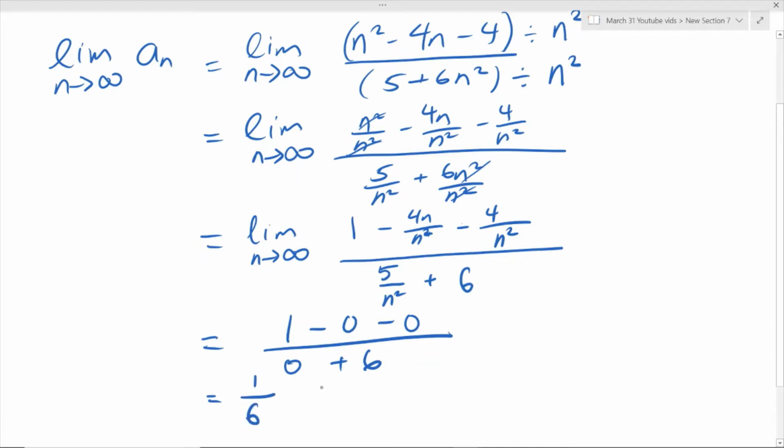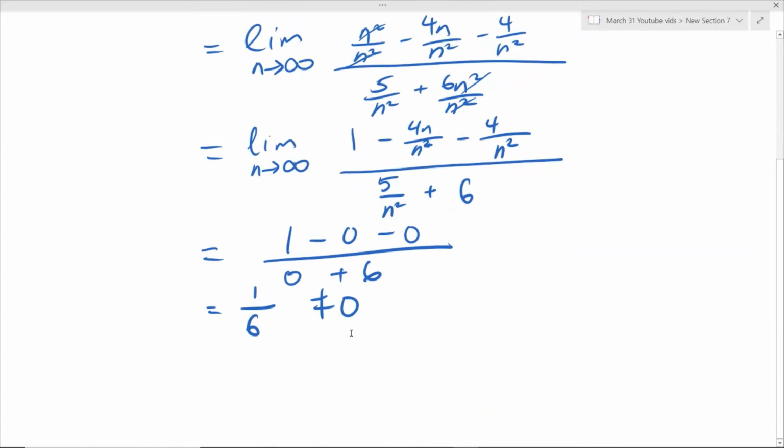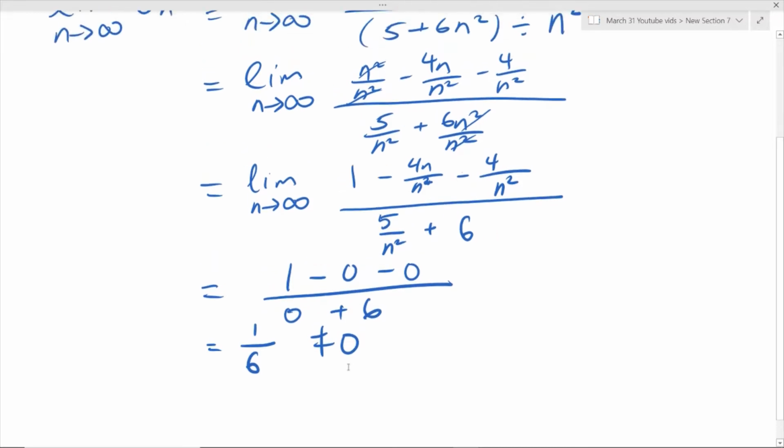1 over 6 is a finite number. And according to the test for divergence, this is not equal to 0. As long as it's not equal to 0, we can use the test for divergence and conclude that the original series is divergent. So therefore the series is divergent, since this limit is not equal to 0. So as long as it's not equal to 0, or if it's infinity, it still works because it's not equal to 0.